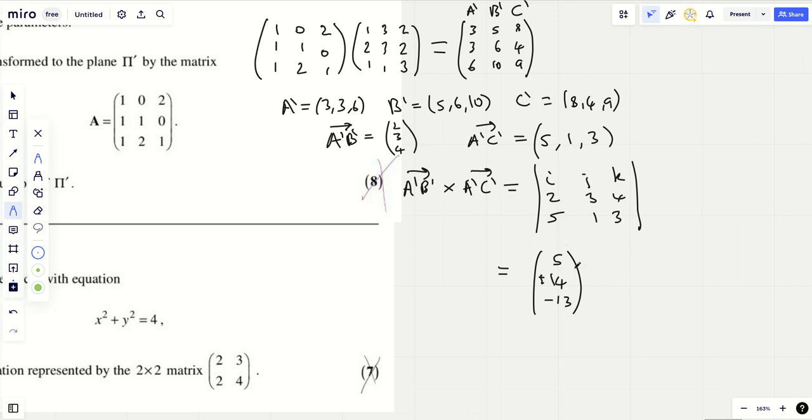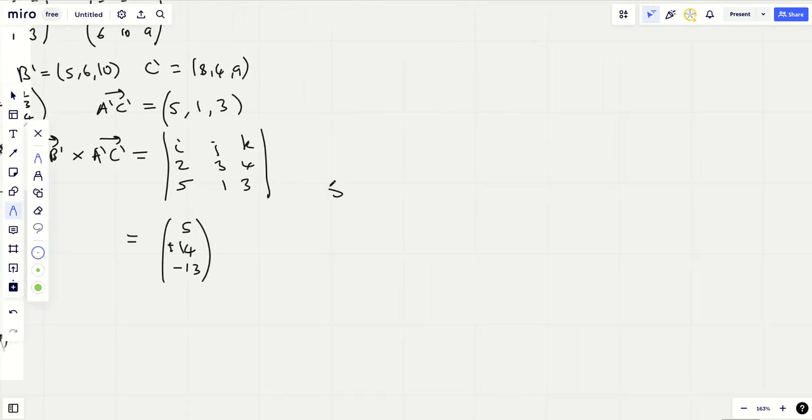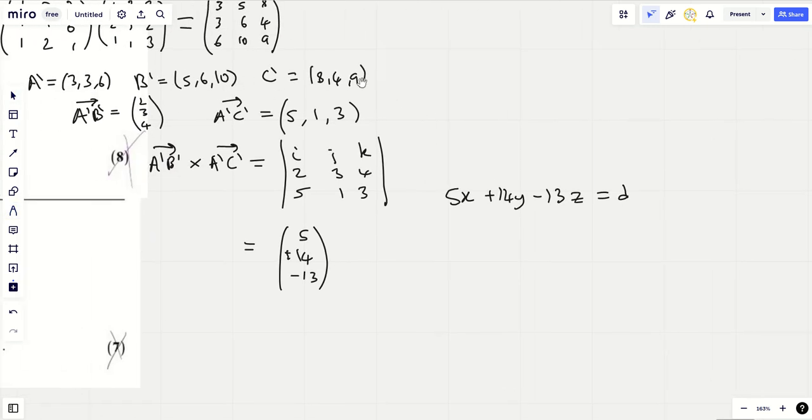Okay, what does this represent? It represents the normal to our plane. And so we know it's definitely of the form 5x plus 14y minus 13z equals d. Now what we can do to find d is plug in any point we like on the plane. I'm going to use A dash just because it's there. A dash was 3, 3, 6. And we'll work out d.